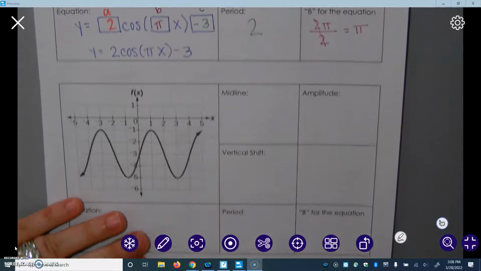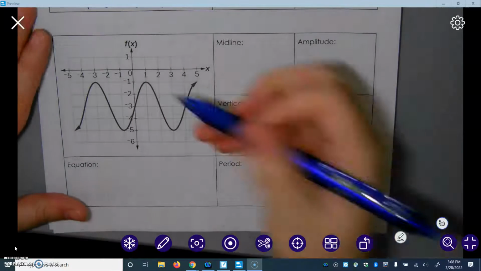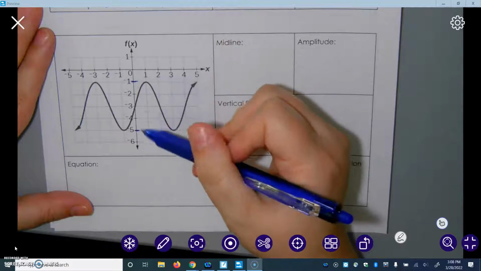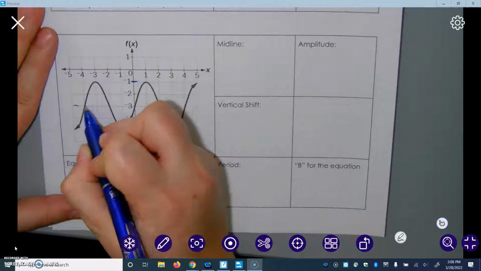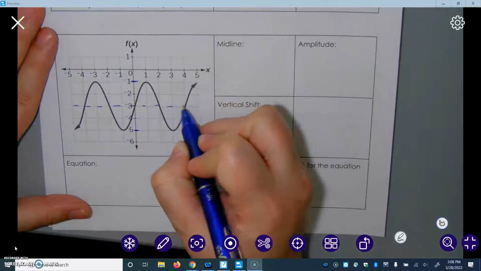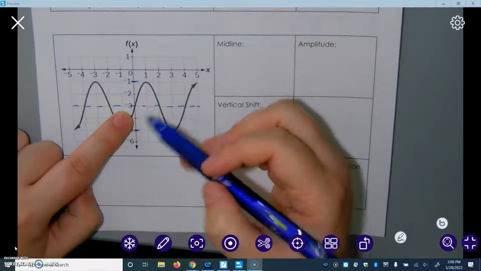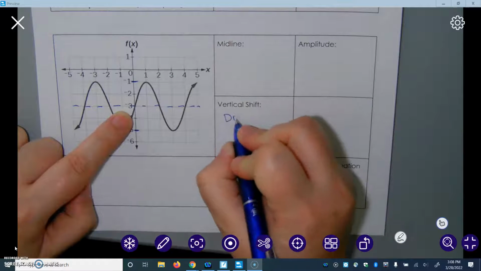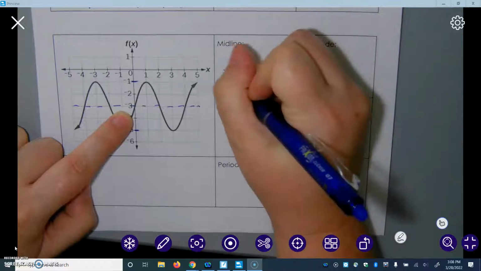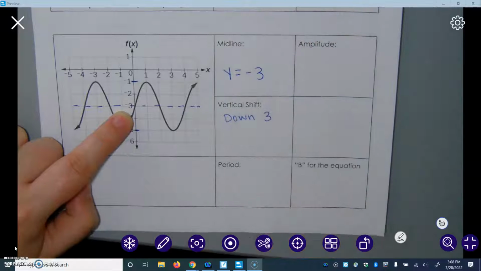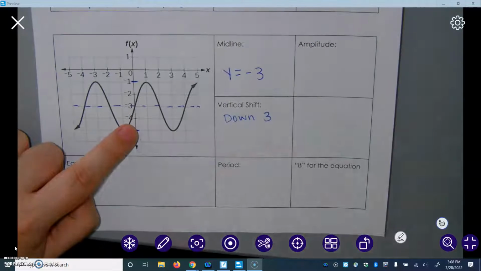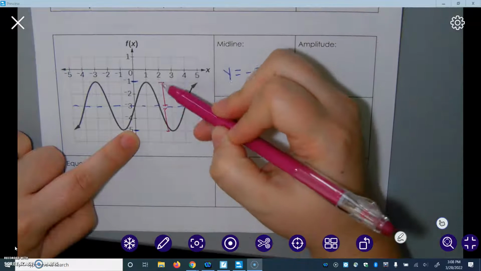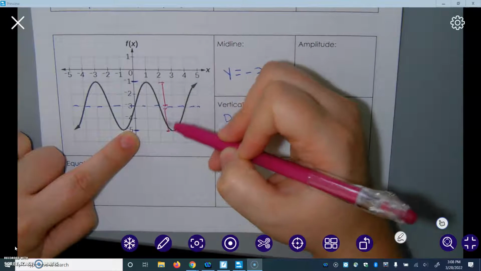All right, so let's try the next example. Here's my maximum. Here's my minimum. So this again is just by chance that this happens to be the same. My midline is still at -3 because that's what's halfway in between. So my vertical shift is down 3. My midline is y equals -3. So my amplitude will be the same. My amplitude is 2 because from the middle to the maximum is 2, from the middle to the minimum is 2.